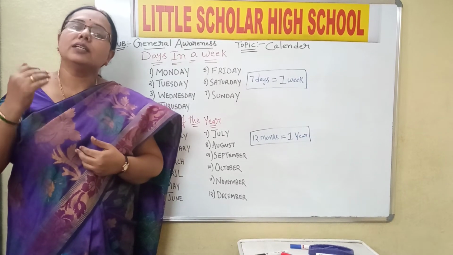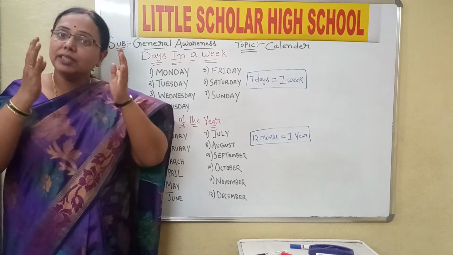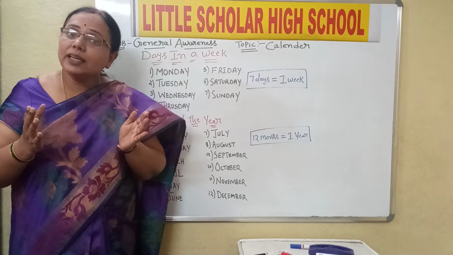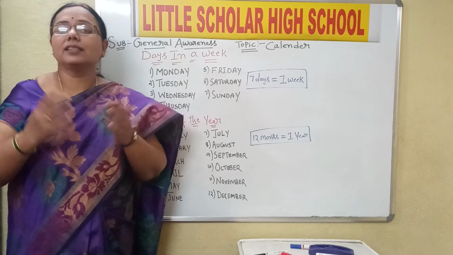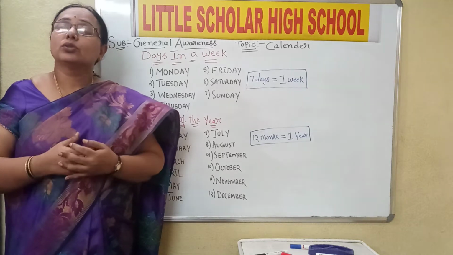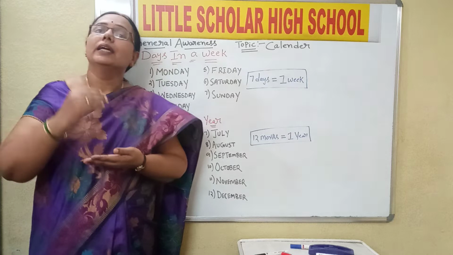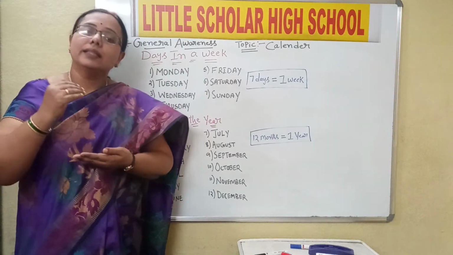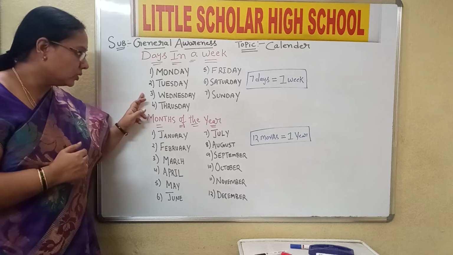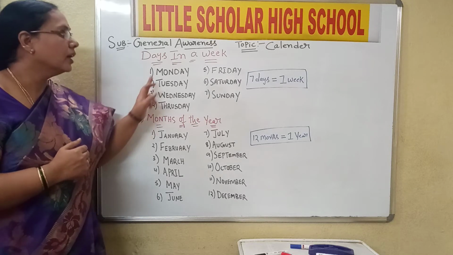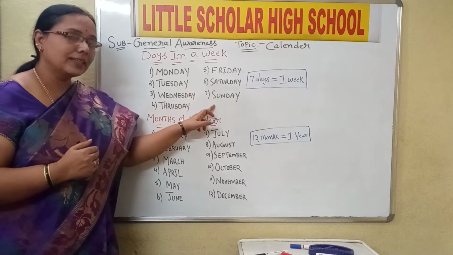So year is always a number. Okay, children? Then we have the days. How many days are there? Guess. Yes, there are 7 days in a week. So from Monday it will start. So what is the first day of the week? It is Monday, then followed by Tuesday, then Wednesday, Thursday, Friday, Saturday and Sunday.